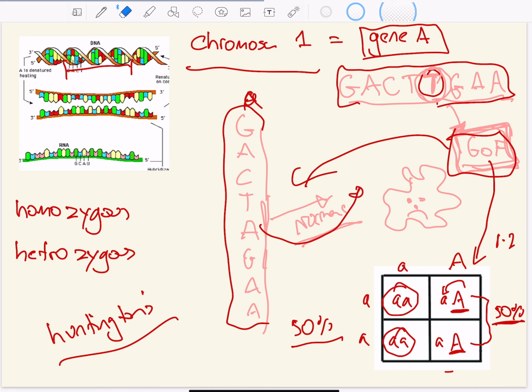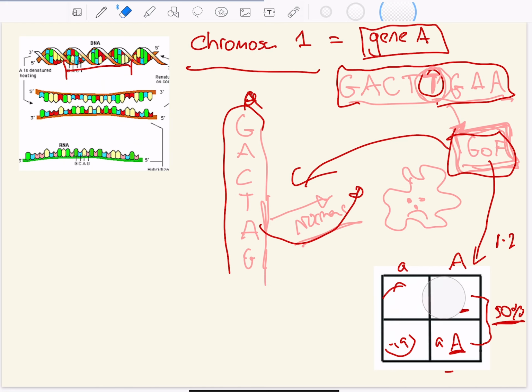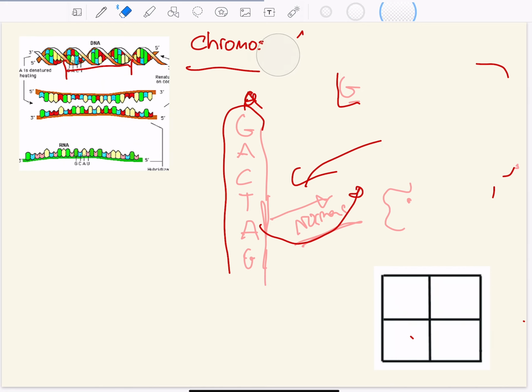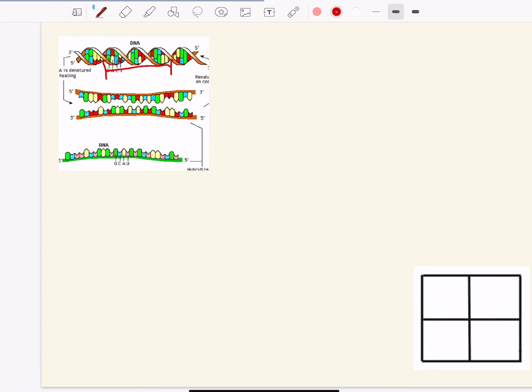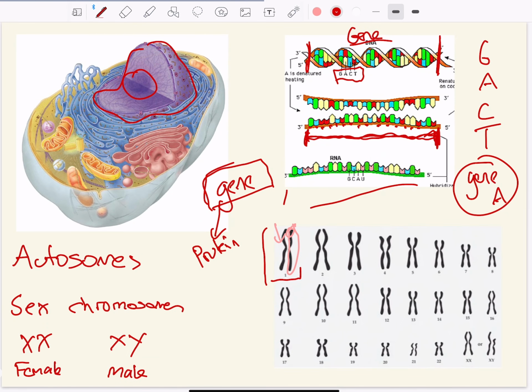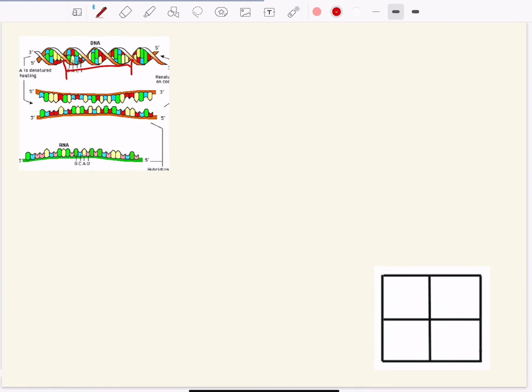So now let's go to the sex chromosomes. As I said, we're not going to focus on Y because Y doesn't really code for a great number. So what we're going to focus on is the X chromosome. So here are the X-linked. And again, I'll just go straight down to the Punnett square.